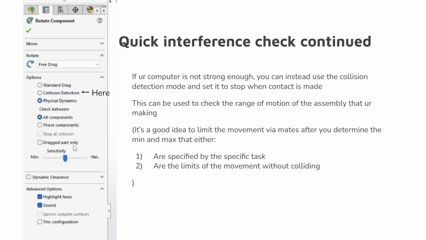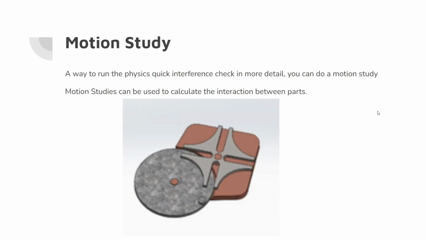If you have a bit larger assembly and you just want to see if it actually interacts, use collision detection and have it so that it stops at collision. If it hits something, it'll stop, so you can't go any further. That is a pretty useful feature, honestly. So if you guys want to not use the interference detection and wait a minute or so, you can use that instead. Next, motion study.